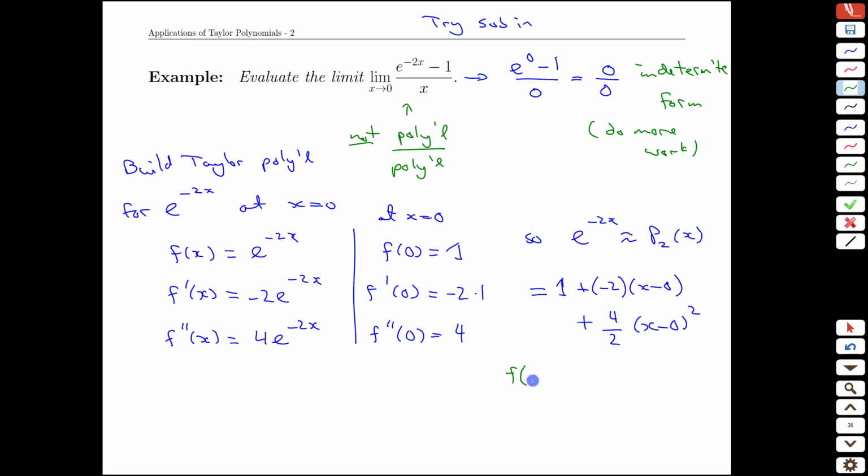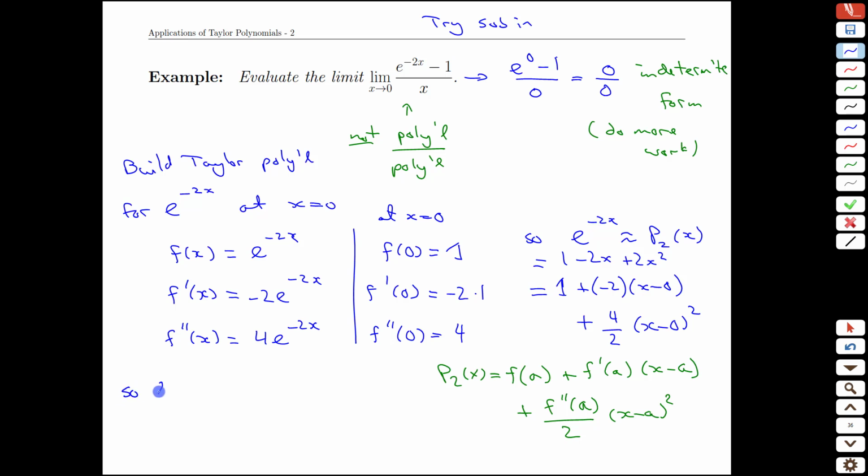This is the quadratic Taylor approximation formula: f of a, plus f prime of a times (x minus a), plus the second derivative divided by 2 times the quadratic term, (x minus a) squared. This is our generic formula for a degree 2 or quadratic Taylor polynomial. Just filling in the blanks here for the specific function. So how does that help us? Well, let's tidy this up a little bit. We have 1 minus 2x plus 2x squared. That is what we can use to approximate e to the negative 2x.